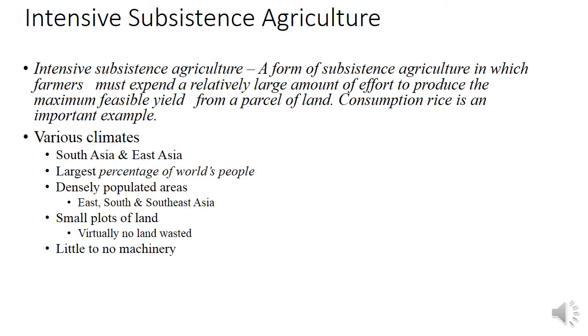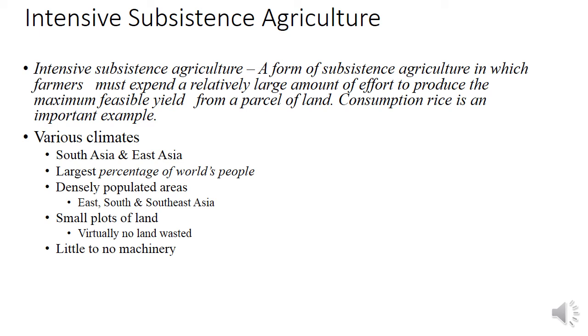You can find intensive subsistence agriculture being practiced in a lot of regions of the world. In terms of population, we're going to find a lot of the concentration in South Asia and East Asia. Maybe close to half of the world practices some form of intensive subsistence agriculture. I've seen 45, close to 50% of the world's people leading this lifestyle.